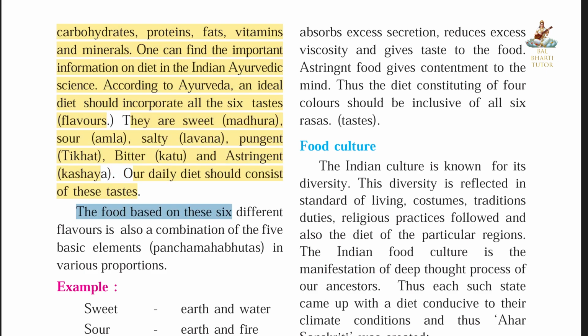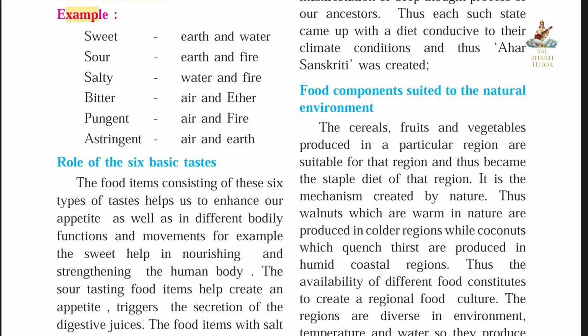The food based on these six different flavors is also a combination of the five basic elements, Panchmahabhutas, in various proportions. Example: sweet, earth and water; sour, earth and fire; salty, water and fire; bitter, air and ether; pungent, air and fire; astringent, air and earth.